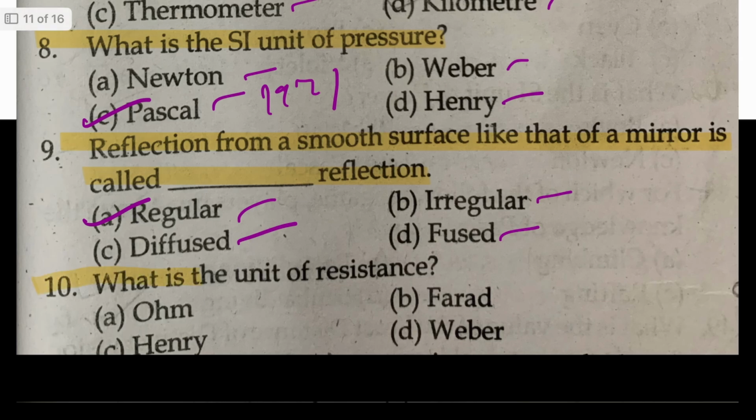Question number 10. What is the unit of resistance? Ohm, Farad, Henry, Weber. The answer is A, ohm. The ohm is the SI derived unit of electrical resistance, named after the German physicist Georg Simon Ohm.